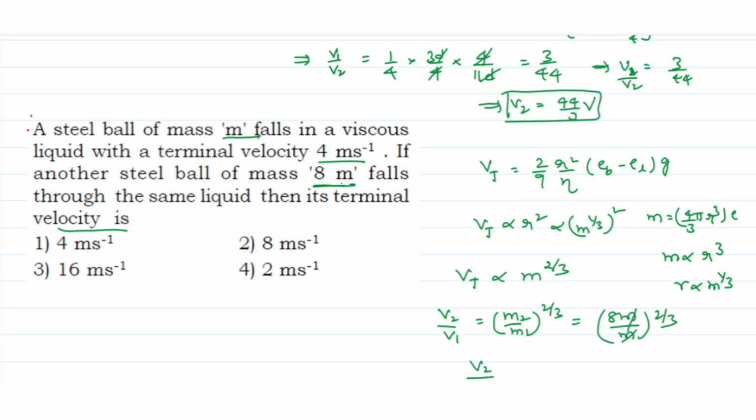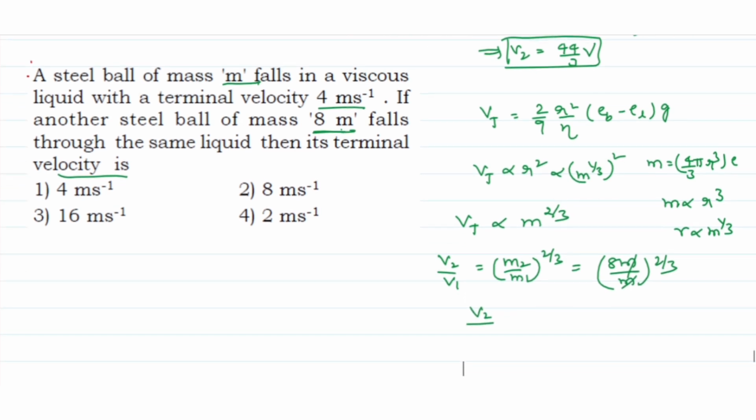v2 by the initial velocity, which is given as 4 meter per second, will be, so this one you can write as 2 cube, whole power 2 by 3. The 3 gets cancelled, 2 power 4, this becomes 2 power 2 square. So 4 fours will give us 16. So the final terminal velocity will be 16 meter per second. So this will be the correct answer.